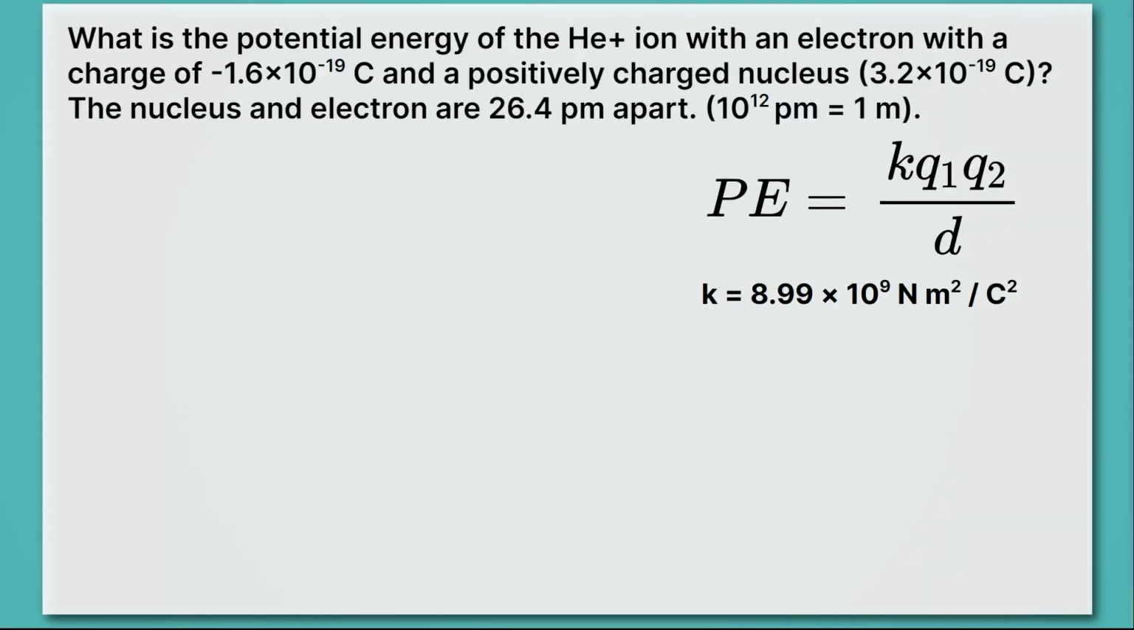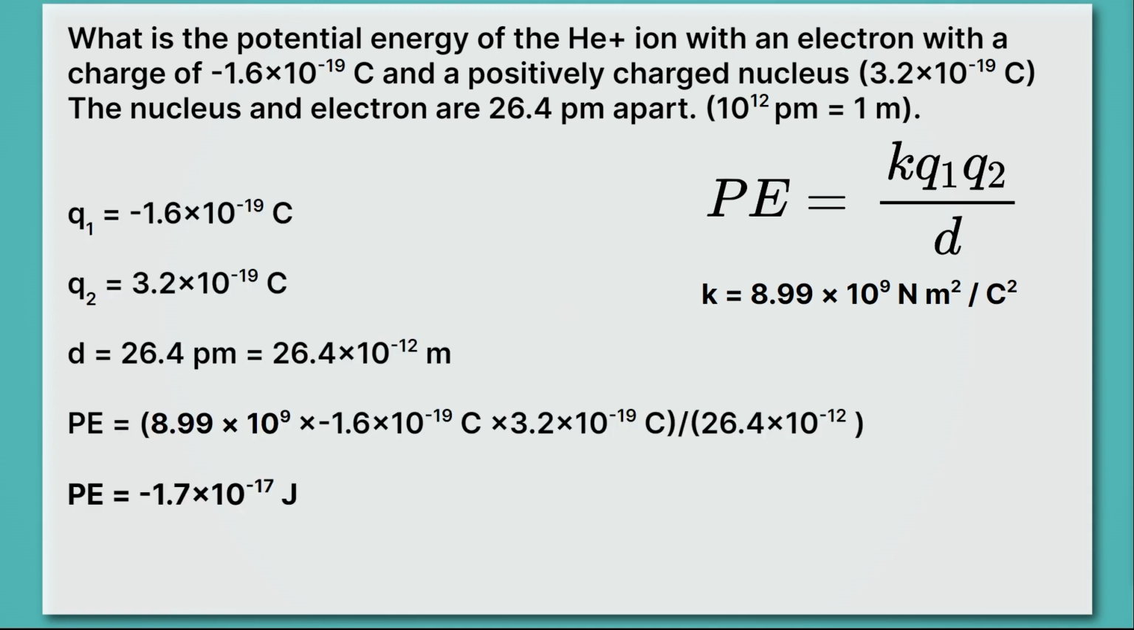Now it's your turn to give this a try. This says, what is the potential energy of the He plus ion, that is the helium ion, with an electron with a charge of minus 1.6 times 10 to the minus 19 coulombs, and a positively charged nucleus, which has a charge of 3.2 times 10 to the minus 19 coulombs. The nucleus and electron are 26.4 picometers apart. Okay, pause the video and give it a try. The answer you should have gotten was minus 1.7 times 10 to the minus 17 joules. If you didn't get that, pause the video and see where you might have gone wrong.